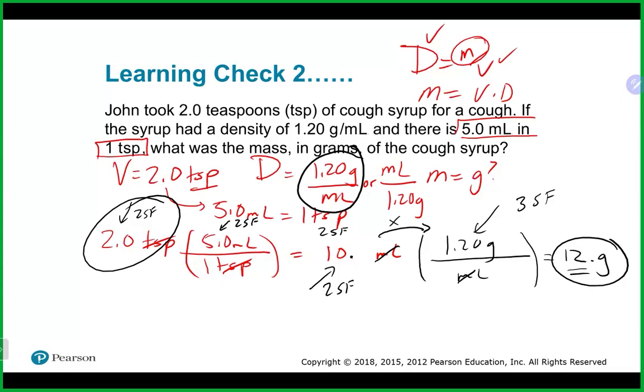Our density. Obviously, you could just plug and chug into the density equation if you have the mass or the volume given to you. Any questions on that there?